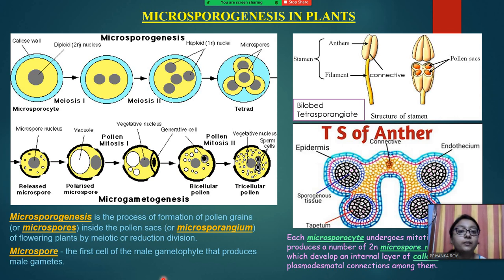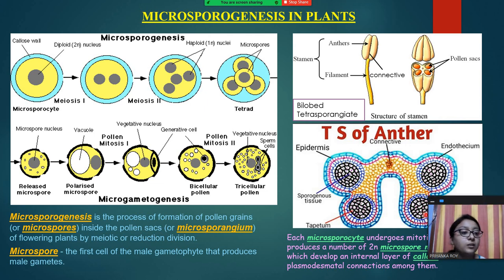This is the general structure of the stamen, which is the male reproductive unit in plants. The stamen consists of anther and filament. The anther is a bilobed structure connected by a connective tissue, and the filament is a stalk through which it is connected to the main flower. This bilobed anther contains two pollen sacs each, known as microsporangia. Here you can see that they are tetrasporangiate, with 4 sporangia.